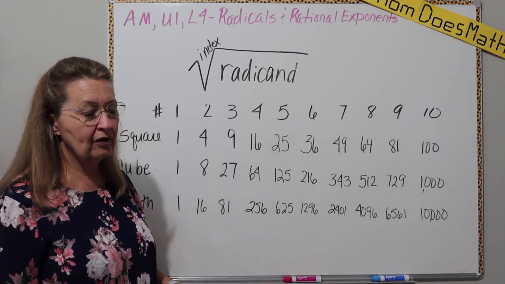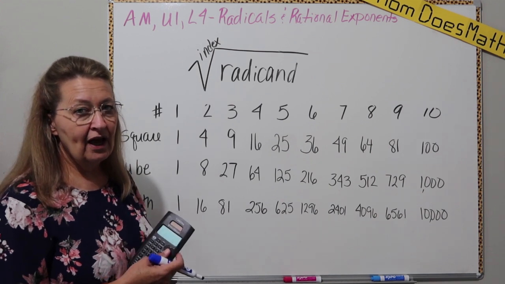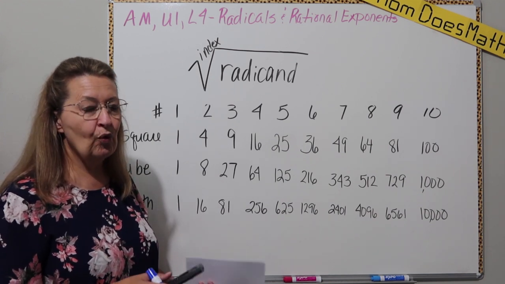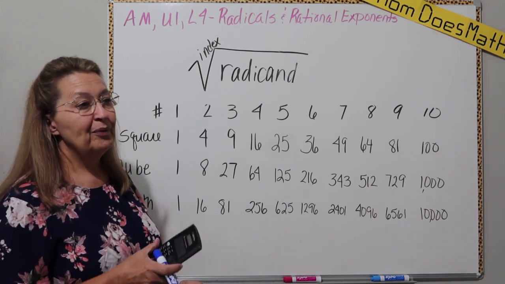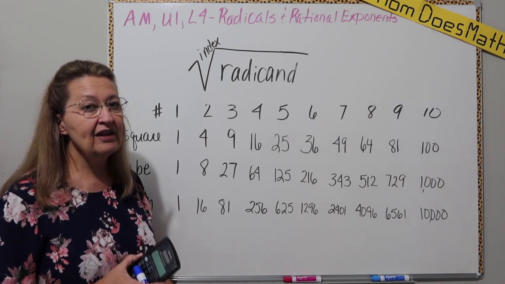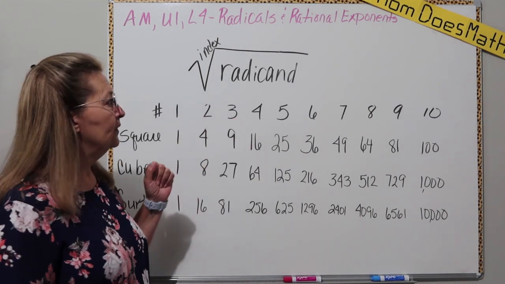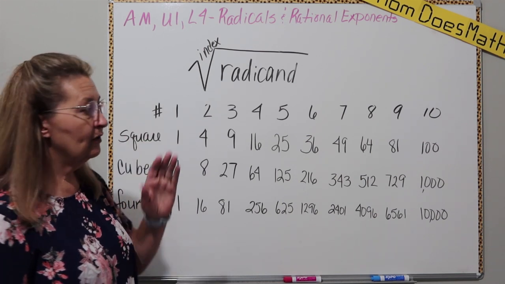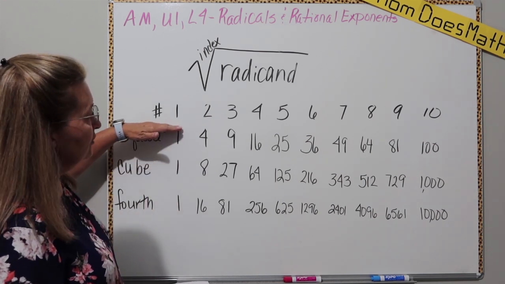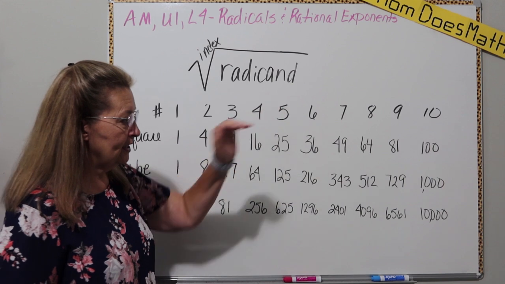help you later on. It's fine to be able to do them on a calculator, but you need to understand what the calculator is doing, because most calculators are fairly limited in what they can do with a radical. And we'll talk about that later on. But for now, here's a list of all the numbers 1 through 10.